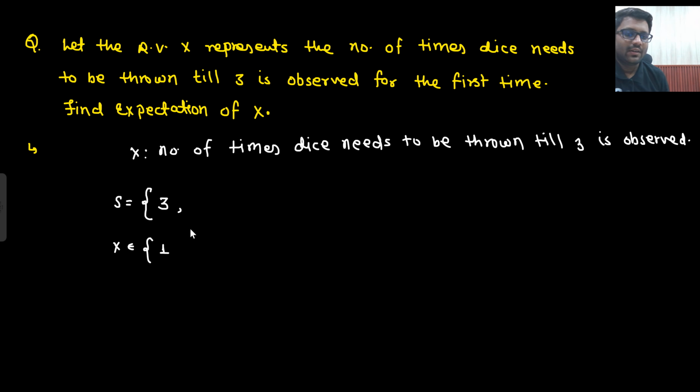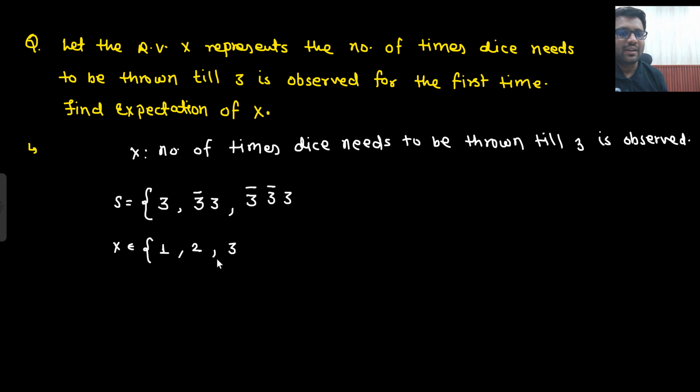Then what did you do? You throw the dice. On the first time 3 did not come, but on the second time 3 came. So how many times did you throw the dice? 2. Now what did you do? You throw the dice. First time 3 did not come. Second time 3 did not come. Third time 3 came. So the number of times you throw the dice is 3.